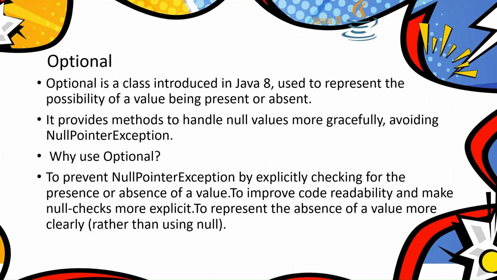In Java 8, they introduced the Optional class to handle the presence or absence of a value gracefully. Why use Optional? To prevent NullPointerException and to provide improved code readability. By explicitly checking for the presence or absence of a value, you avoid runtime errors caused by null. Optional will make your null checks more explicit and improve your code clarity.